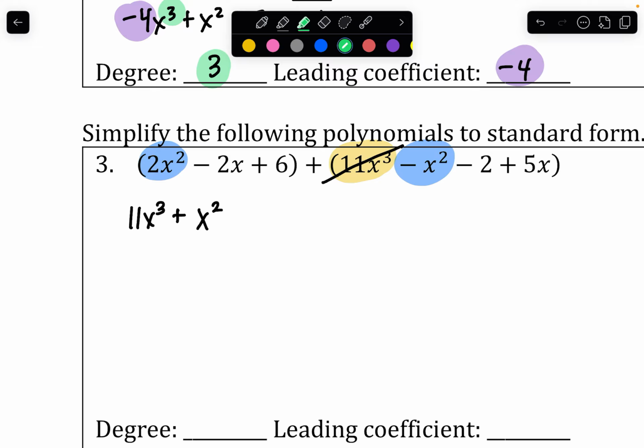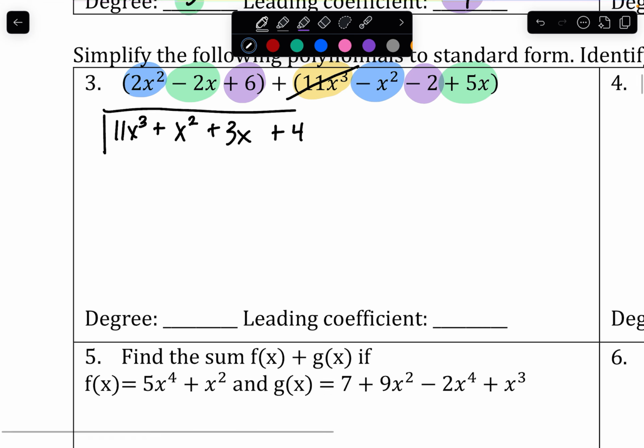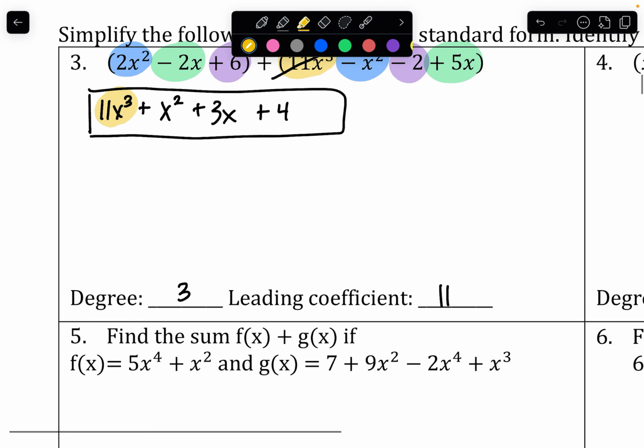Next, we have a negative 2x and a 5x, which would give me 3x. And then last, we have 6 and negative 2, which would give me 4. Okay, and so this would be my final answer. My degree is 3. My leading coefficient is 11.